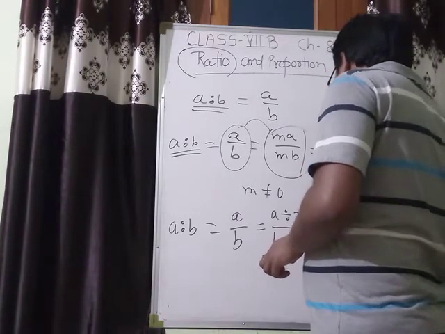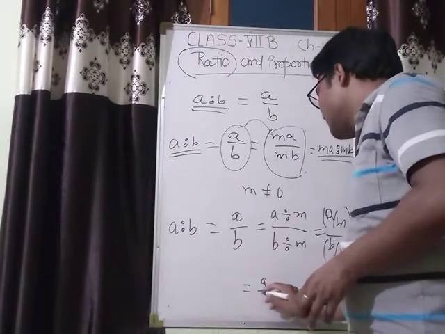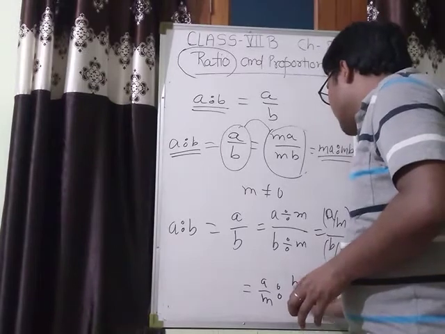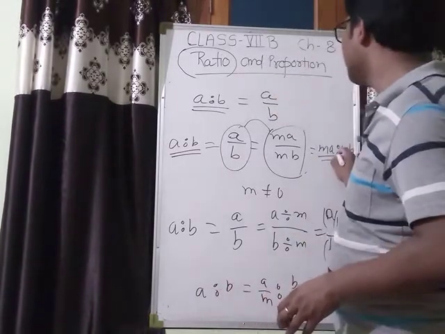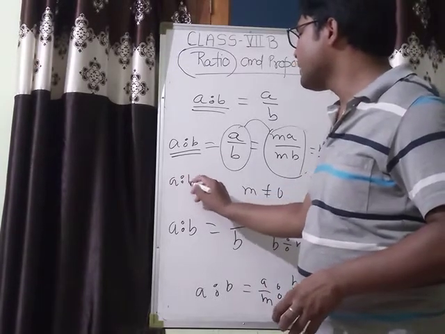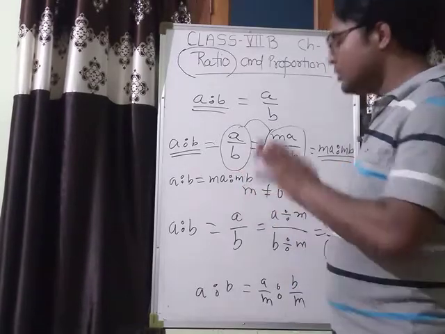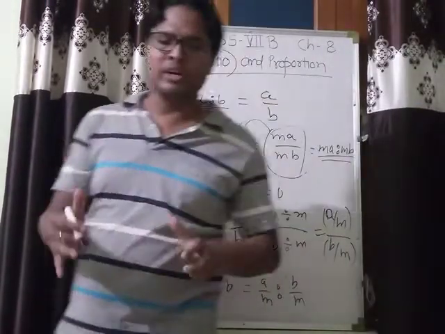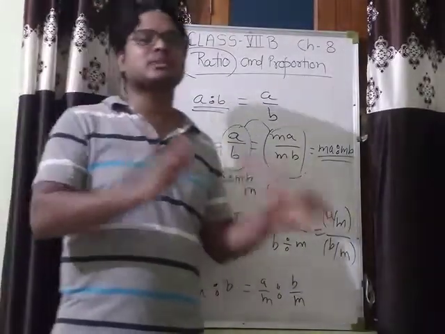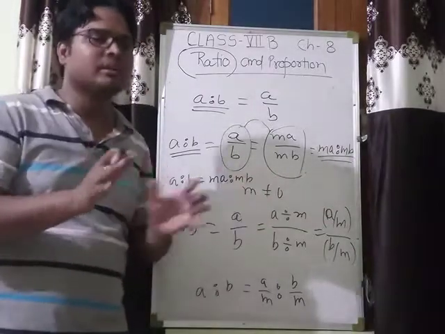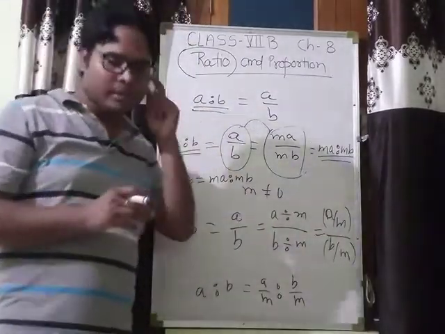upon m, and because this is a fraction, it can be written as a upon m is to b upon m, and that is a is to b. From here we conclude that a is to b is the same as ma is to mb. Means in both antecedent and consequent you can multiply by any non-zero real number, and the ratio will not change in a fraction. That will be an equivalent fraction.